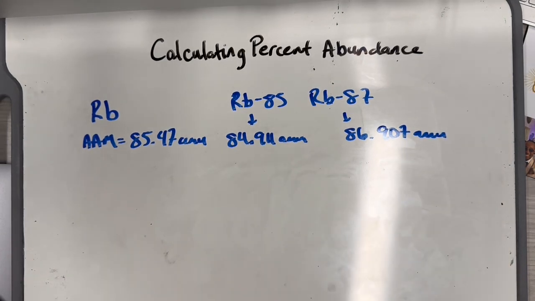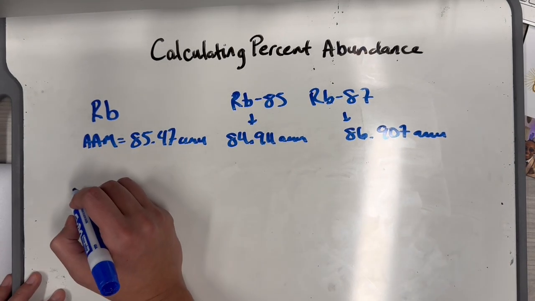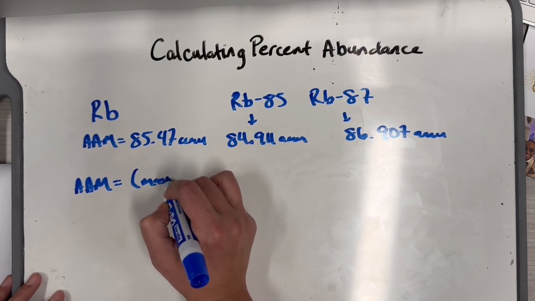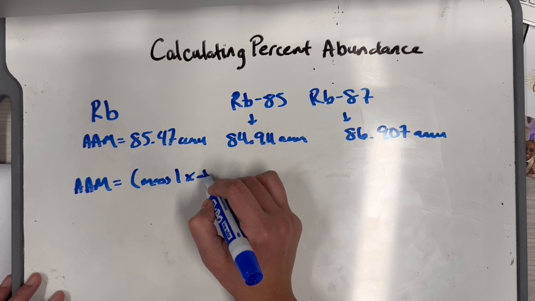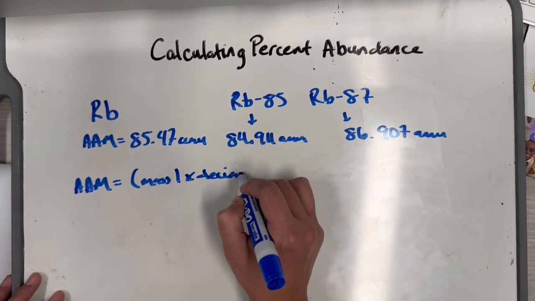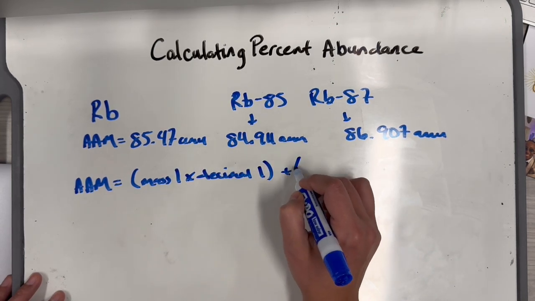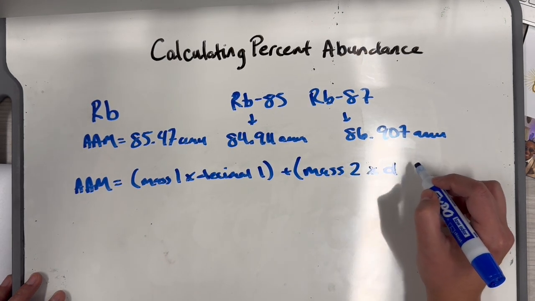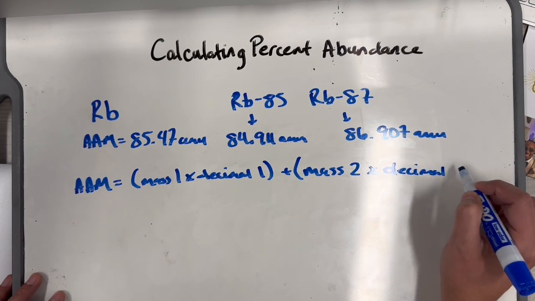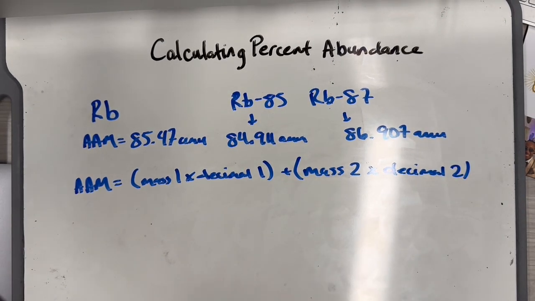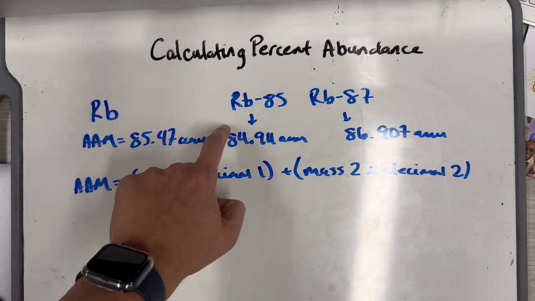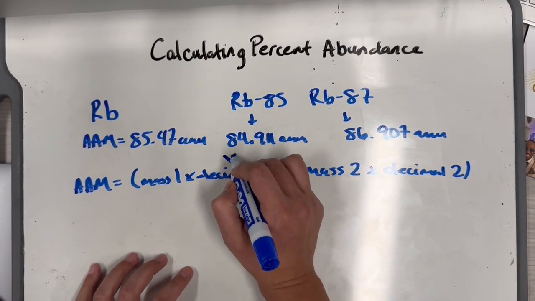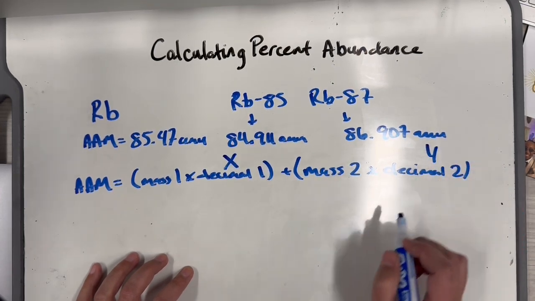AMUs. And so what we're going to do is use the equation that we know, which is that average atomic mass is equal to mass 1 times decimal 1 plus mass 2 times decimal 2. And so we know average atomic mass, we know mass 1, and we also know mass 2. What we're solving for is decimal 1 and decimal 2. And we can call those things x and y.